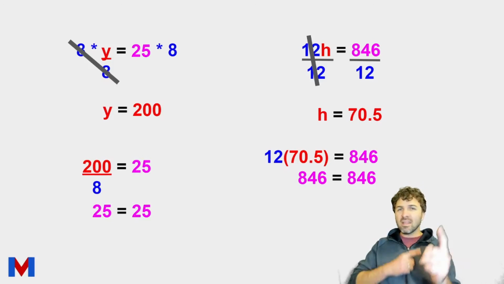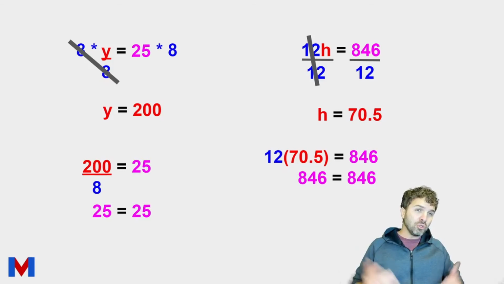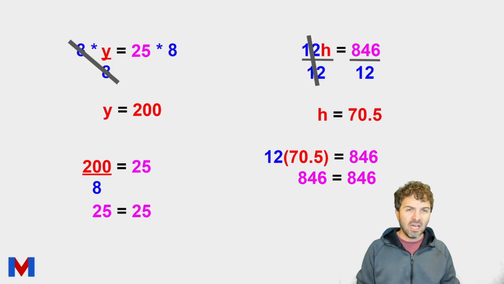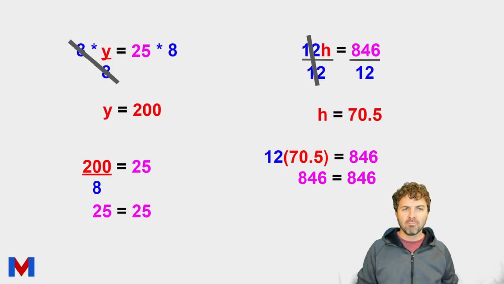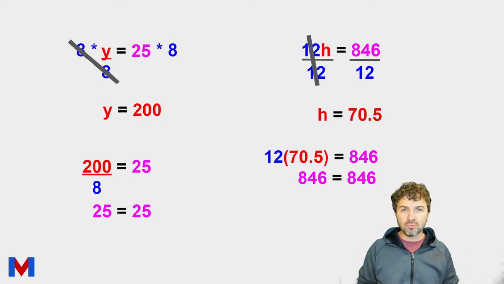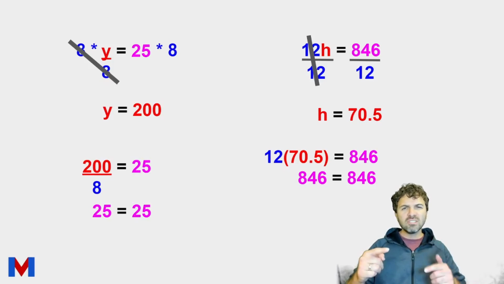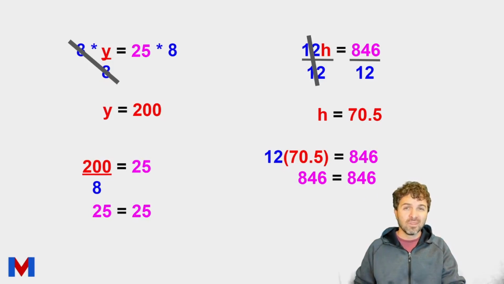If I put any other number in for h, then that equation would not be true. If I put like 2 in for h, I'd get 12 times 2 is 24, and that's definitely not 846. But 70.5 makes it true. And that's what we're trying to do when we're solving equations. We're trying to figure out what is the value of that variable that makes that equation true.